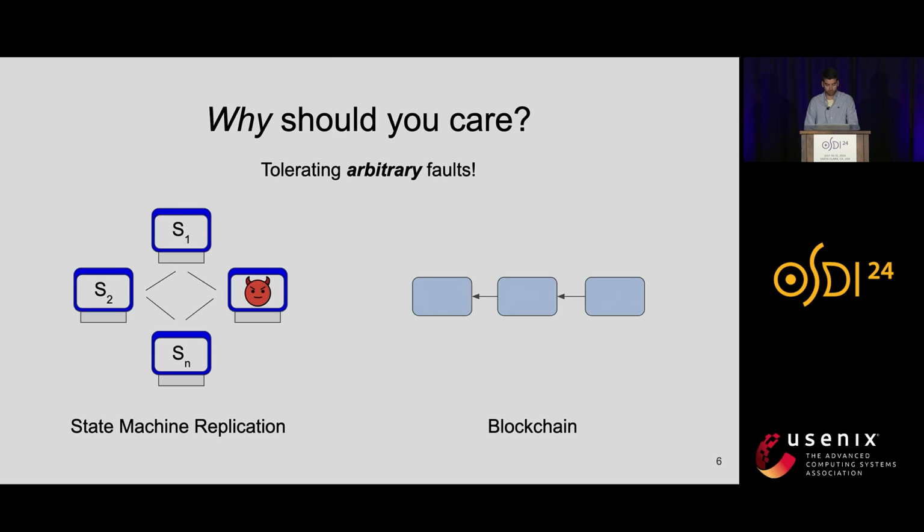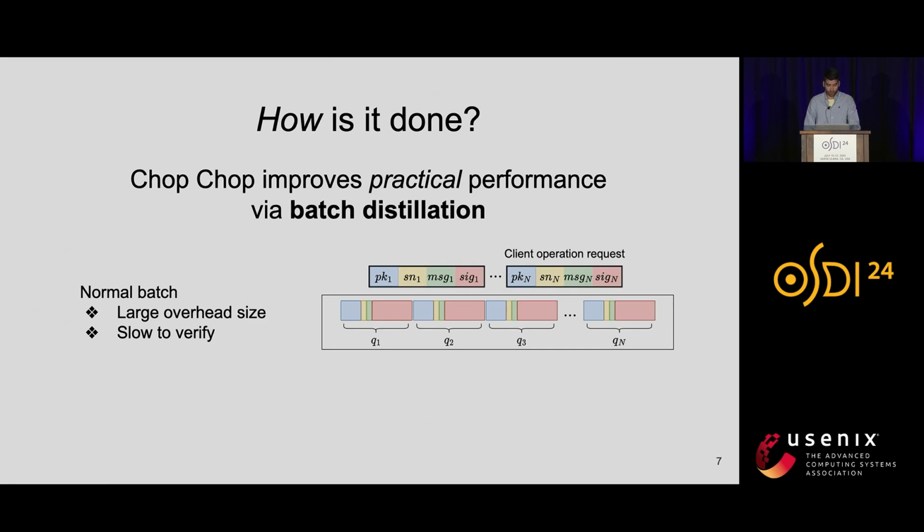And why should you care about this? Well, Byzantine Atomic Broadcast is the backbone of state-machine replication and blockchain systems. As you know, these systems are used in thousands of applications to tolerate crashed or even malicious computers. So it's a very important use case. And how do we actually achieve this? Well, ChopChop improves the practical performance of Byzantine Atomic Broadcast systems via a technique called batch distillation.